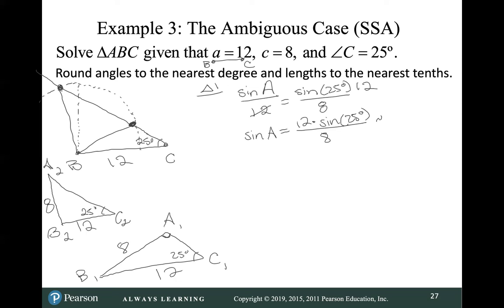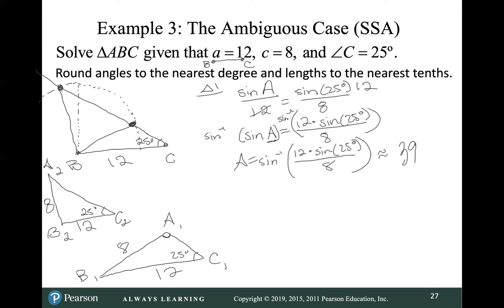So I'm going to round this to the nearest degree. Whoops, not quite yet, because sine of A is the angle, but it's still stuck inside of a sine. So I need to separate the angle from the sine. I need to take the inverse sine here. Angle A equals sine inverse of 12 times sine of 25 degrees divided by 8. Okay, now A is isolated. This is an angle measurement. Putting this into the calculator, we find that this is approximately 39 degrees.